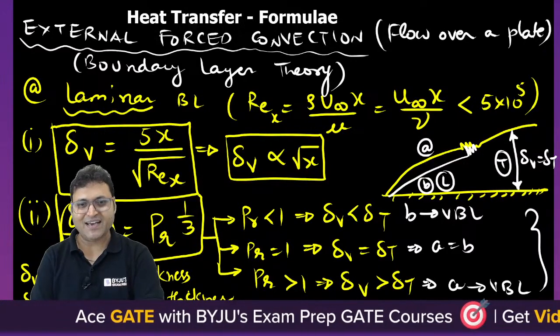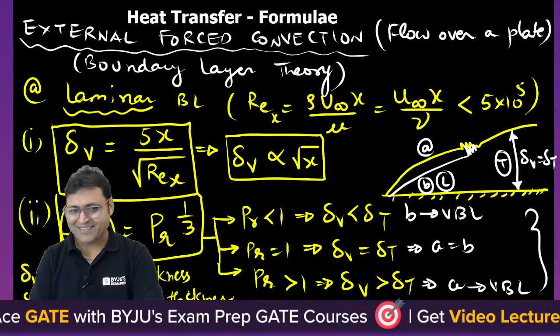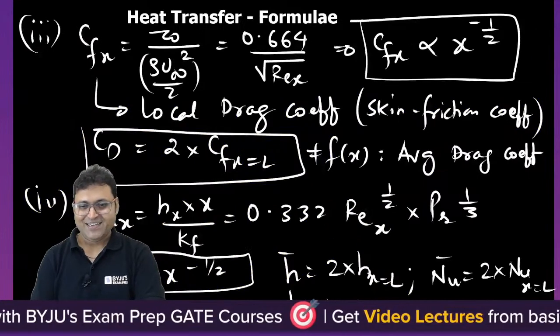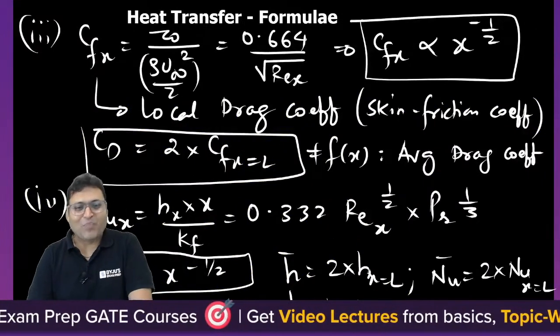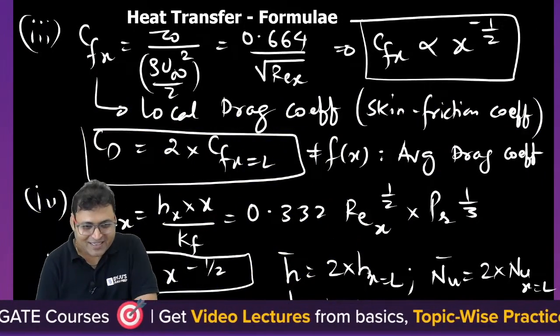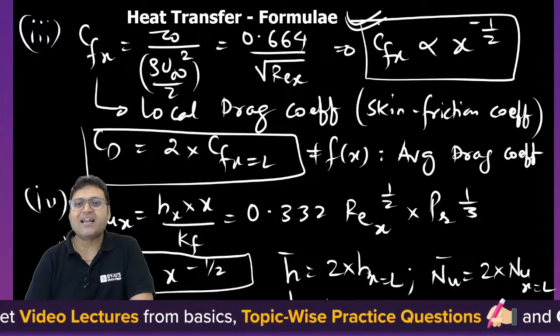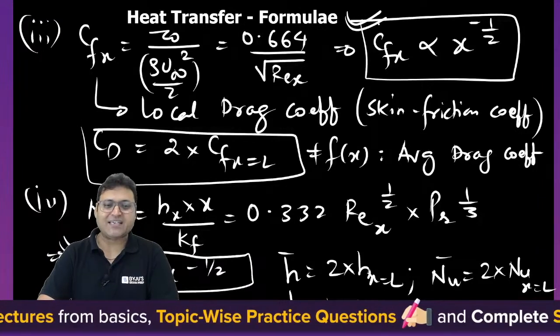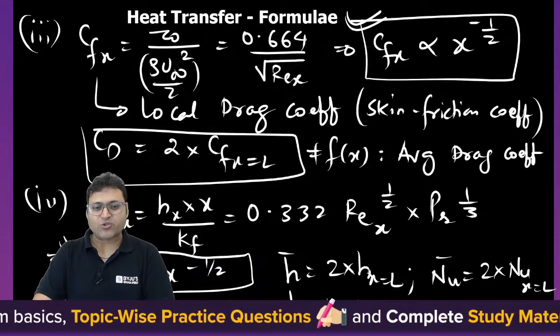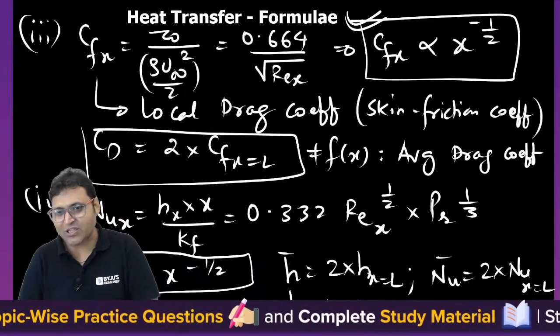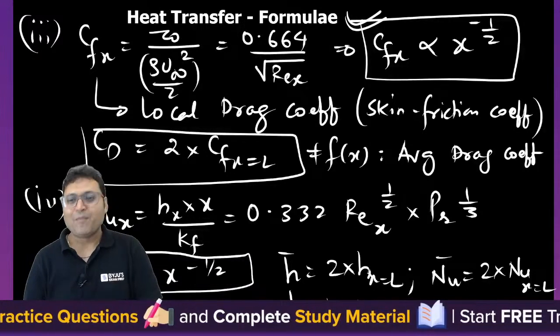I hope this is clear, isn't it? Yes. And these are some of the important formulas you should take care of. The variation of h with x and local drag coefficient with x is the same. Hx is directly proportional to x to the power minus 1 by 2, and Cfx is also directly proportional to x to the power minus 1 by 2.